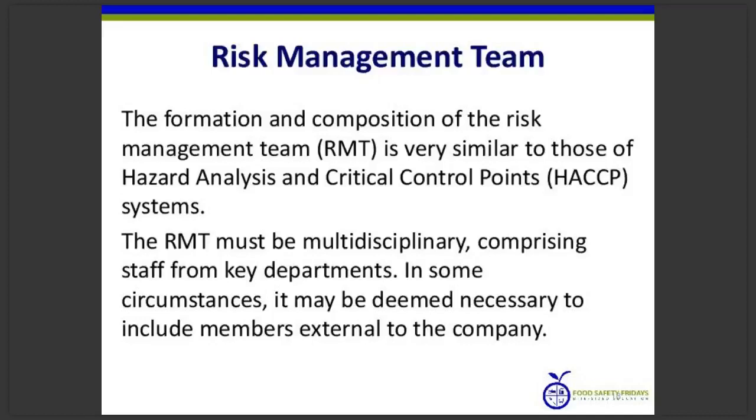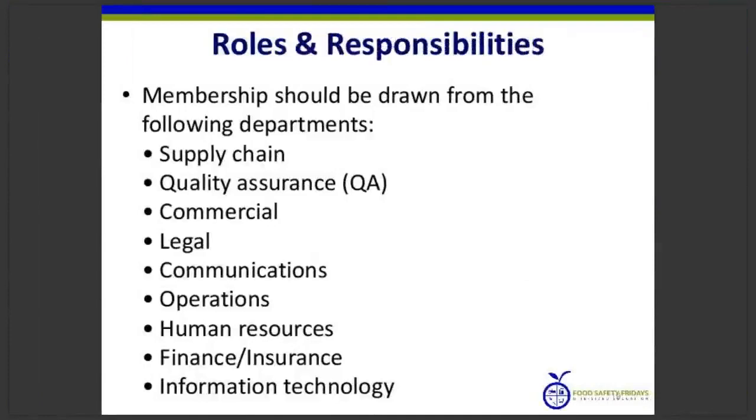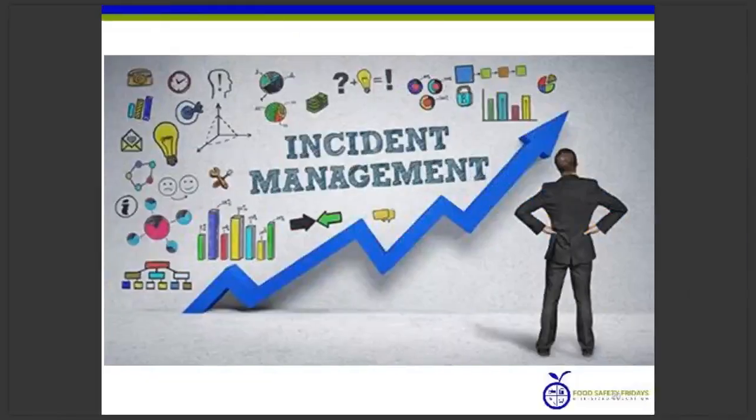So we'll see some examples for the risk management team. That should definitely have team members from supply chain, QA, commercial, legal, communications, operations, HR, finance, insurance, information technology. Here, sometimes the insurance member would be an external member, but again, most of the membership for this team comes from inside the organization itself, from different departments.